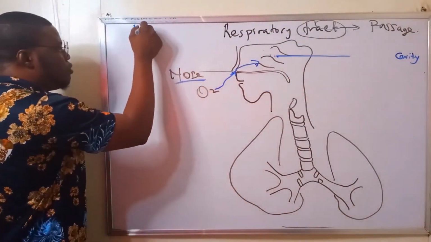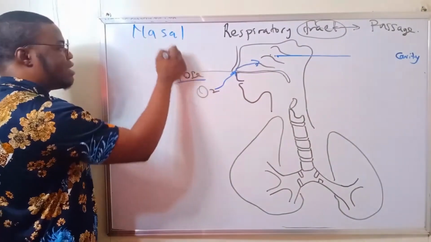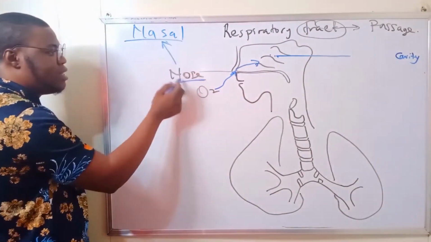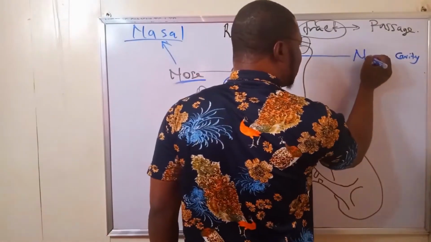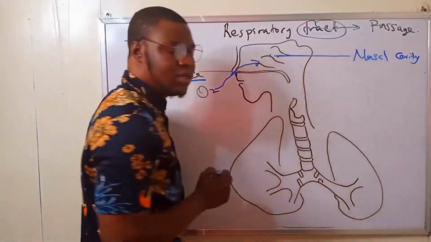So anatomically, if you want to join cavity with nose, you change it to something called nasal. Nasal means anything pertaining to the nose. I hope you are getting that. So this cavity will be called the nasal cavity. The nasal what? The nasal cavity.